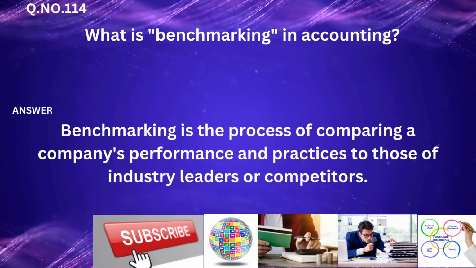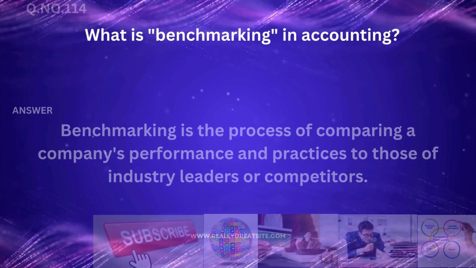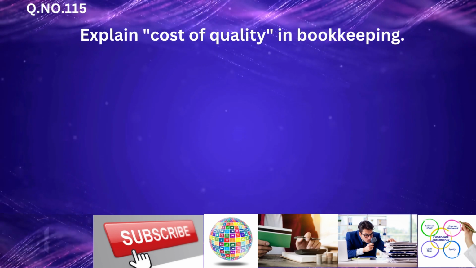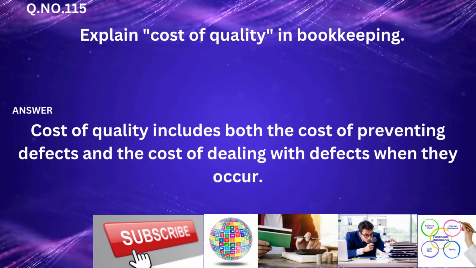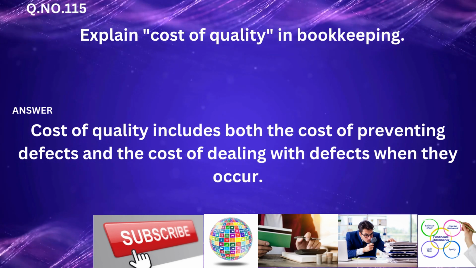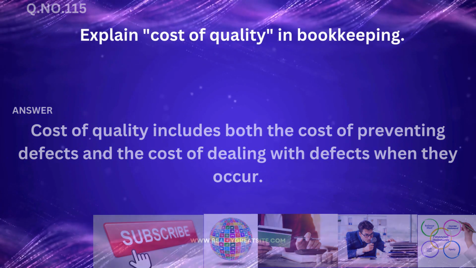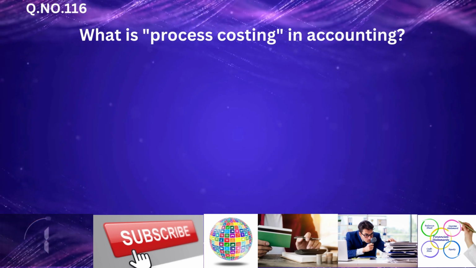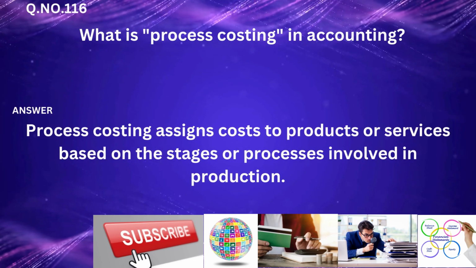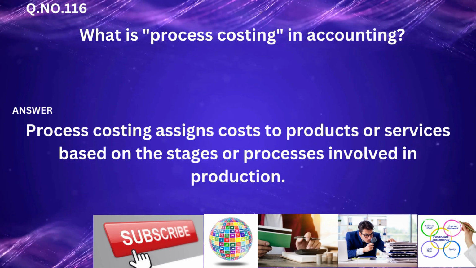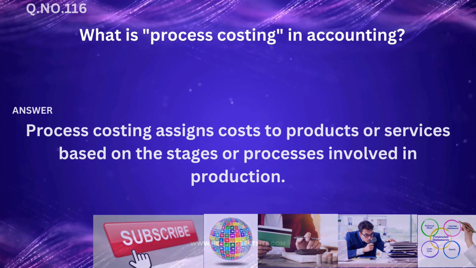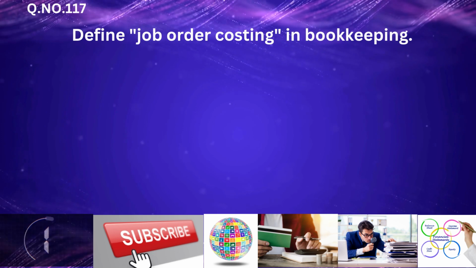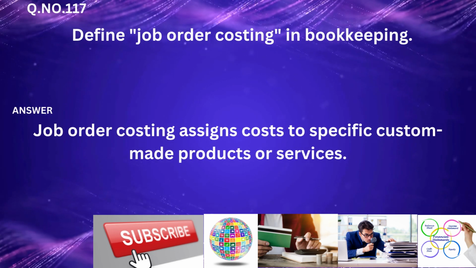Question 123. What is the variable overhead spending variance? Answer: the variable overhead spending variance is the difference between the actual variable overhead cost and the standard variable overhead cost. Question 124. Explain the variable overhead efficiency variance in accounting. Answer: the variable overhead efficiency variance is the difference between the actual hours worked and the standard hours allowed for variable overhead.